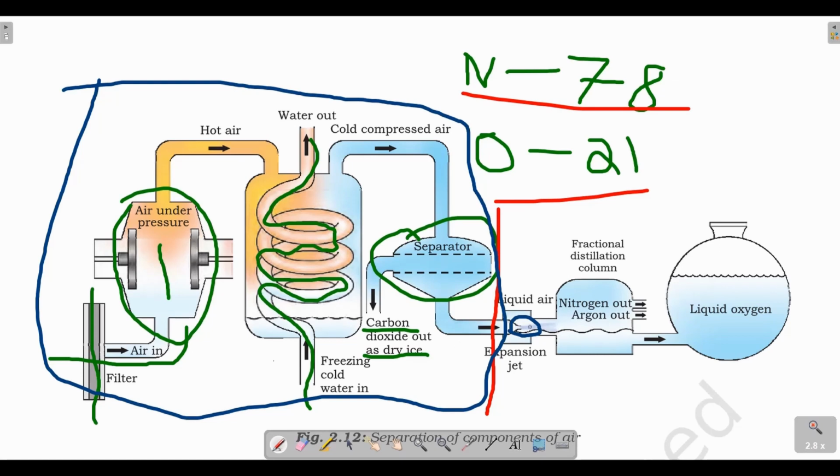Then what will happen? According to the difference in their boiling points, the different gases will be collected at different heights. So we will get oxygen at the bottom, and that oxygen will again be collected as liquid oxygen. Remember why? Because the boiling points of nitrogen and argon are much lower than the boiling point of oxygen. So all the other gases will vaporize faster and be separated. In the remaining liquid air, only oxygen will be present.